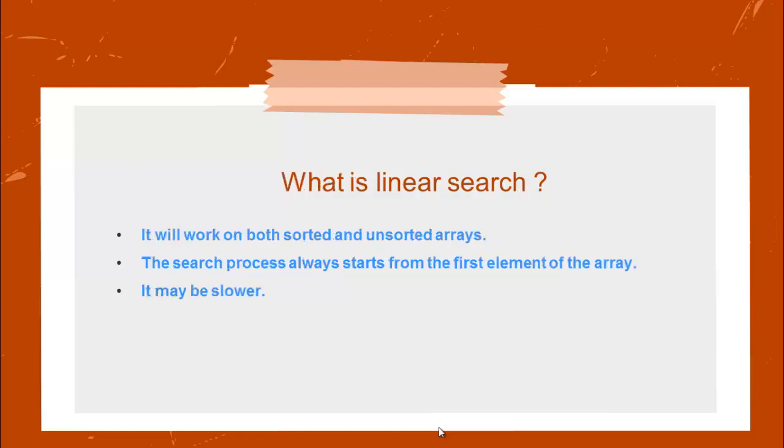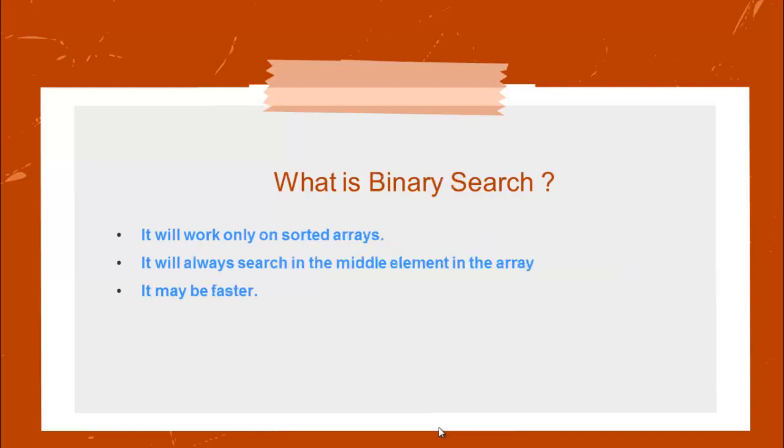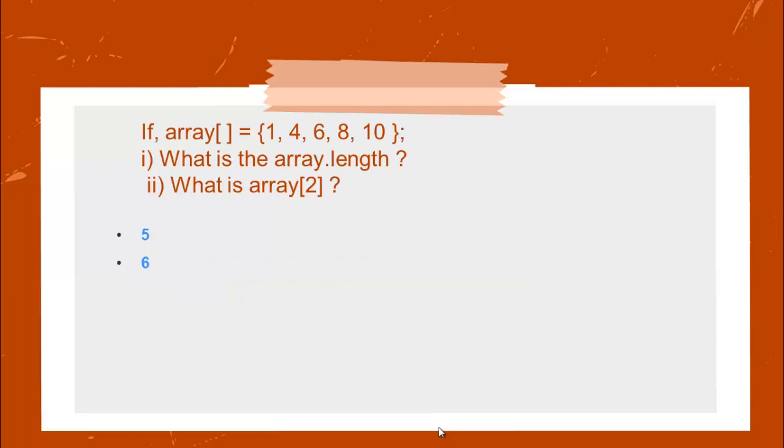Linear search will work both on sorted and unsorted arrays. The search process always starts from the first element of the array, and it keeps on going till the end of the array. It is a slow process. Binary search works only on a sorted array. It will always search in the middle element of the array. It may be faster.